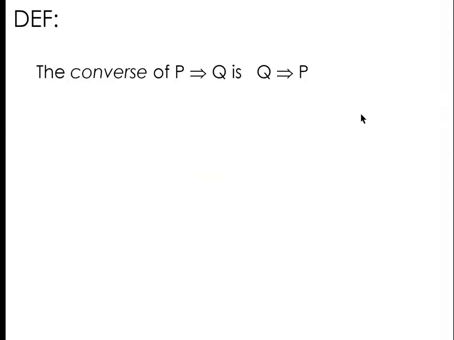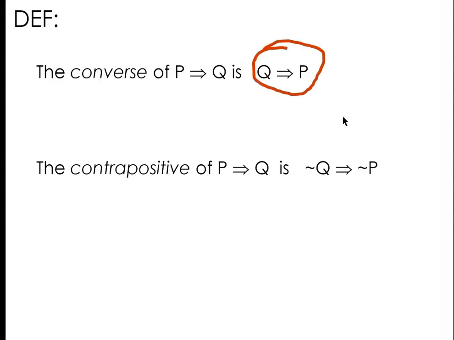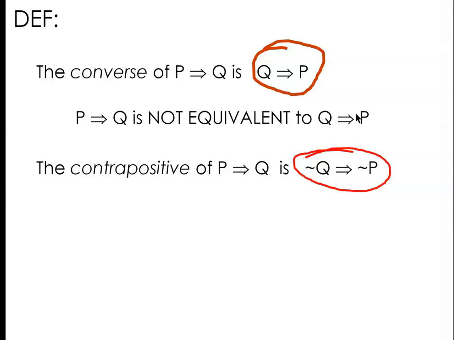So, definition. We can take conditional statements and play with them, and we have names for the different games we've played. The converse of P implies Q is Q implies P. The contrapositive of P implies Q is not Q implies not P. Now let me be very clear. P implies Q is not the same thing as Q implies P.